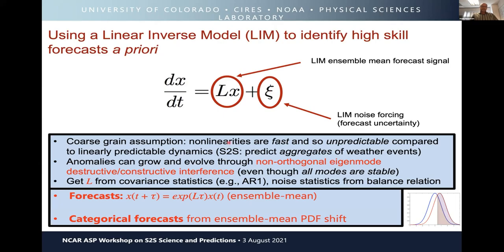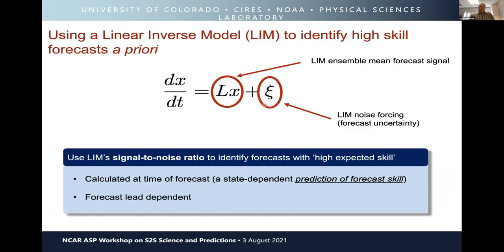You just solve this equation. The ensemble mean forecast is written down simply. Then your probabilistic forecast or categorical forecast come about because the ensemble mean is undergoing some mean shift. So basically, the skill is entirely coming about from this predictable component, and the PDF forecasts are likewise entirely from that, just shifted left or right, depending on the mean signal. So that immediately implies that we can use a forecast signal and noise ratio in a system like this to identify the forecast that we expect ahead of time to have high skill.